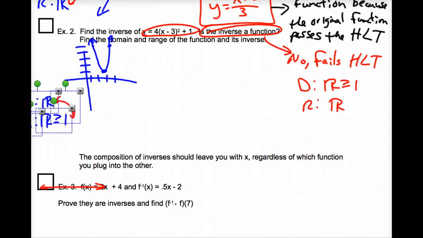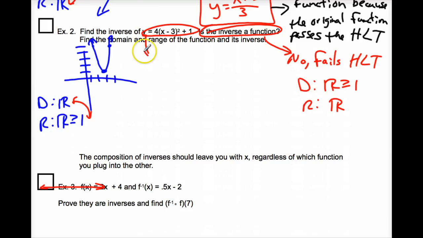Actually, then we can put those over here because that goes with our original function. All right, so what do I do with this? Switch x and y.